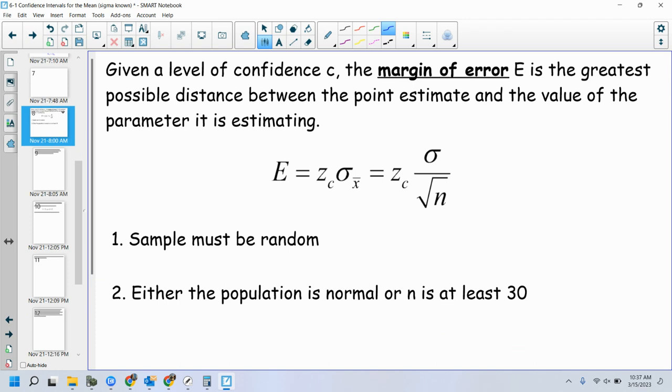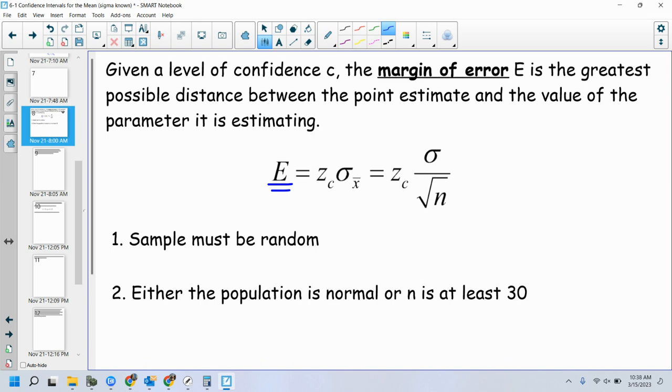Given a level of confidence, we can now find our margin of error. Basically saying, okay, truly, how far above and below our sample mean do we predict the population mean to be? How do we find that? Well, our E, capital E is denoted for margin of error, is zc times sigma. Now, sigma is sigma x bar. And how do we calculate sigma x bar? It's sigma divided by square root of n.